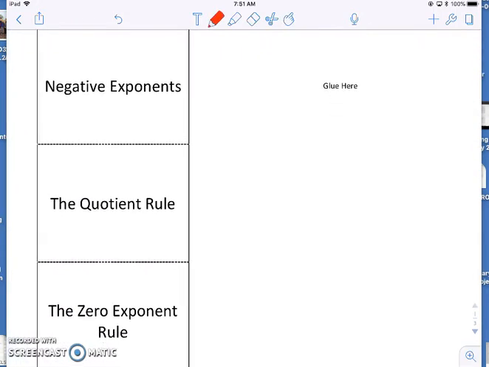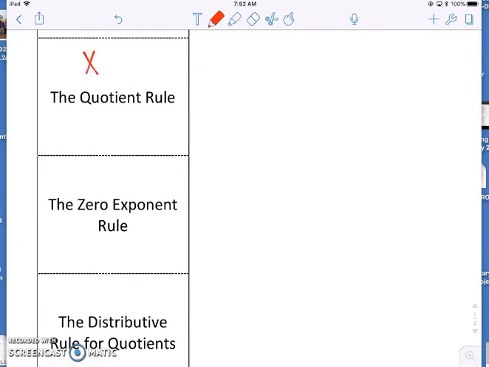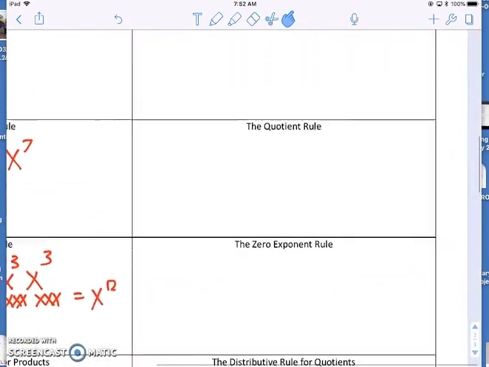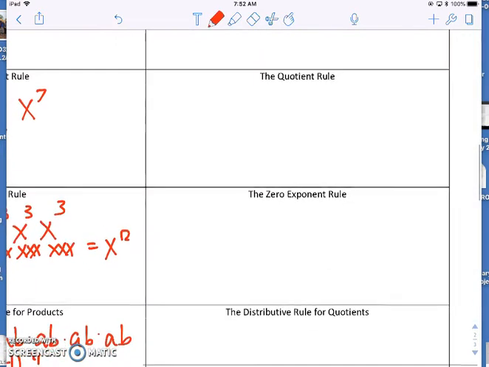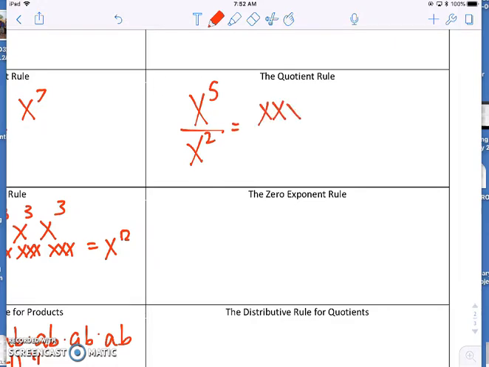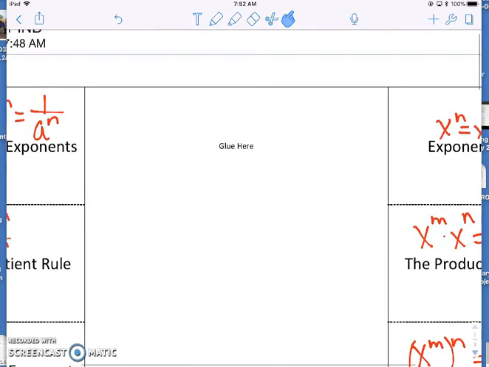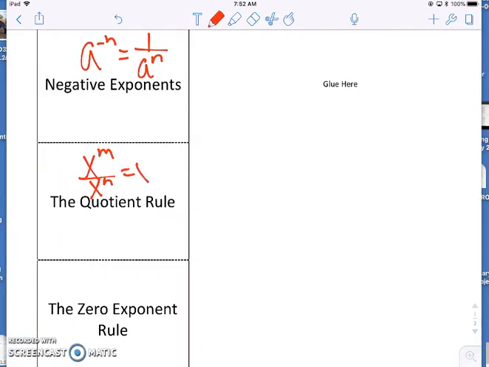Negative exponents. We looked at that pattern earlier, so if we have a to the negative n, that's equal to 1 over a to the n. Our quotient rule, if we have x to the m over x to the n, let's take a look at that one, and then we'll come back and do negatives. If we have x to the 5th over x squared, 1, 2, 3, 4, 5 over 2 of them, reduce out, reduce out. So we really just have x to the 3rd. So we subtract. This would be x to the m minus n.